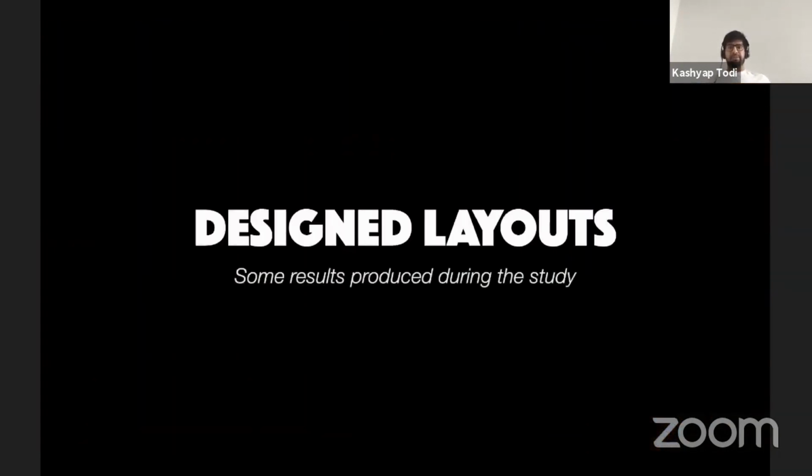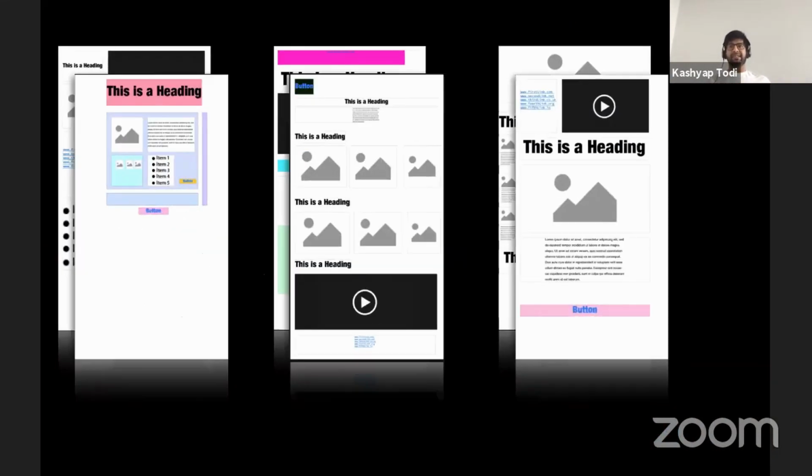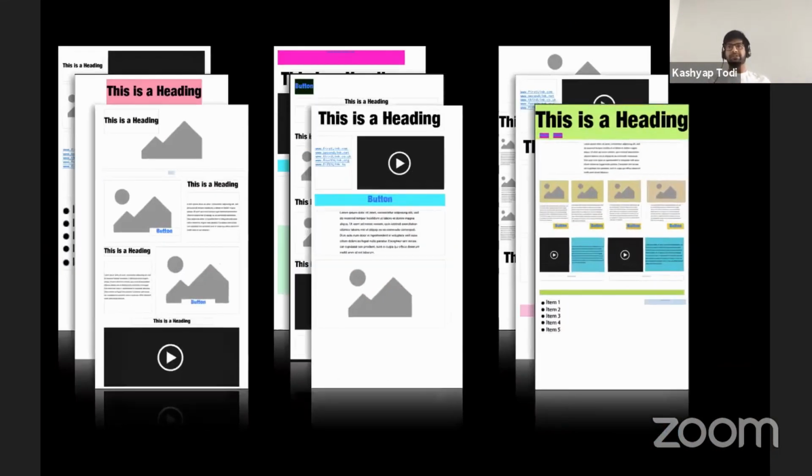So that sums up our work. And these are some of the design layouts from the study, just some examples that were created in short amounts of time with or without the support of the optimizer, so the designer could choose when to use suggestions.